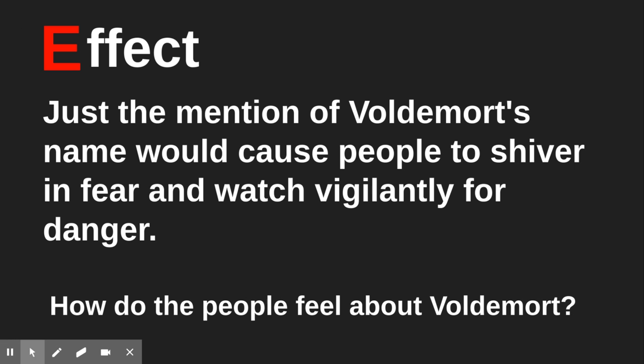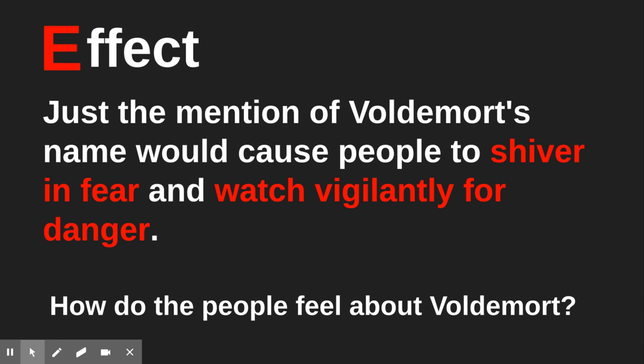As an example from Harry Potter, just the mention of Voldemort's name would cause people to shiver in fear and watch vigilantly for danger. So again, at this point in the Harry Potter stories, Voldemort isn't even a character yet. But we know how other people respond to him. We know that they shiver in fear and they watch carefully for danger just by hearing the person's name. So that is another great example of effect.